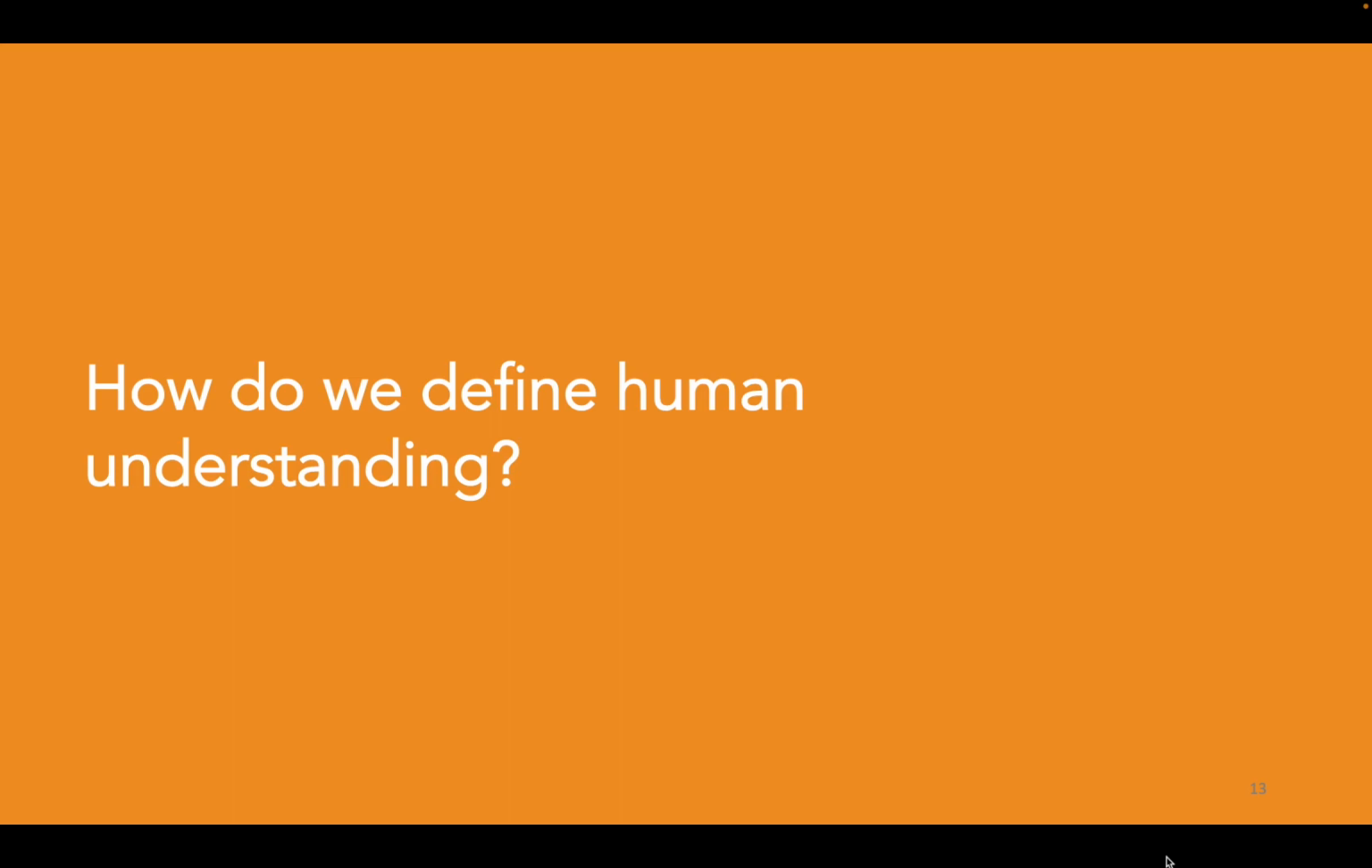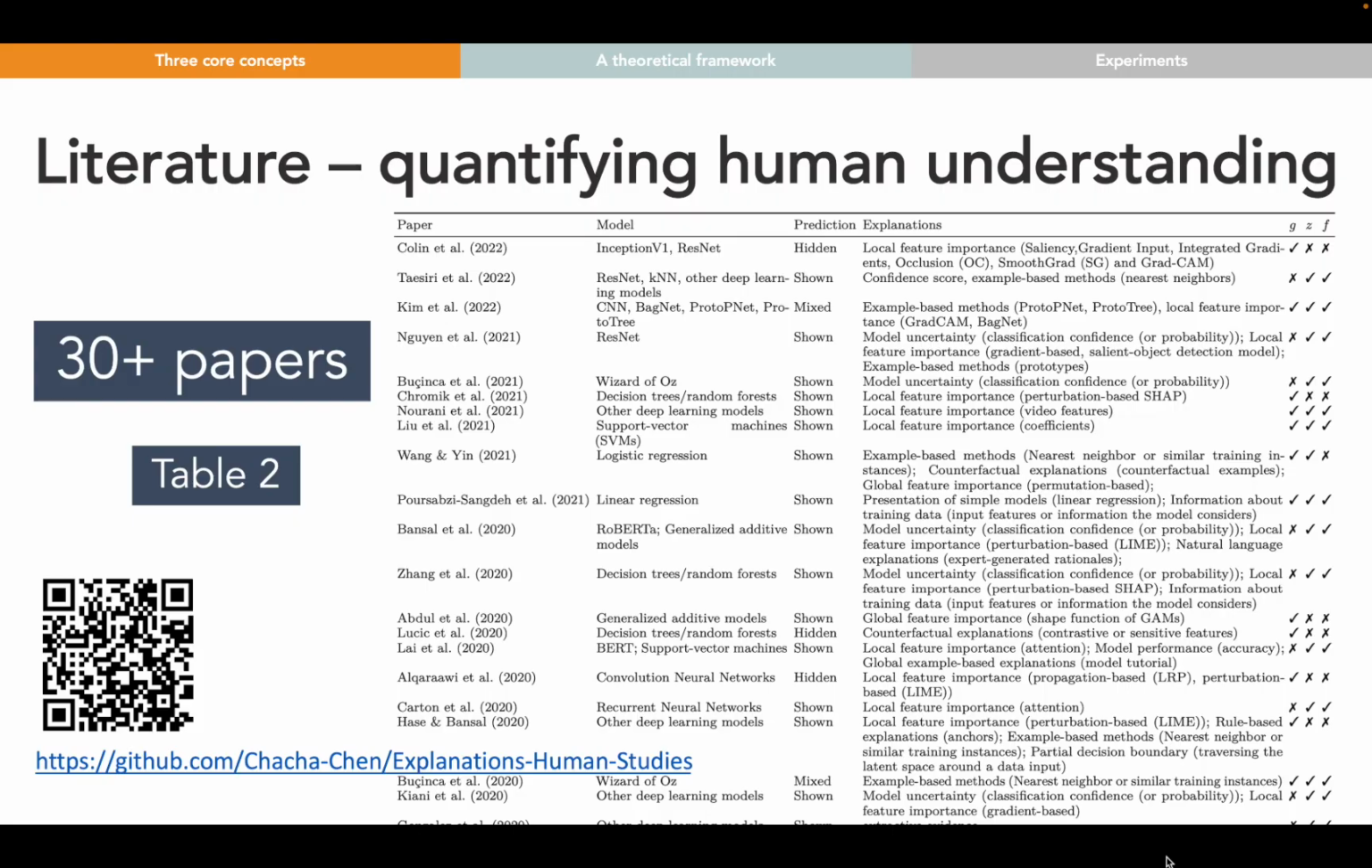We start with an extensive literature survey. We selected papers with human studies that quantitatively assess the impact of explanations on human understanding. With this criteria, we identified more than 30 papers from major AI conferences. For a complete survey, I encourage you to check out Table 2 in the paper or the associated GitHub link with QR code provided here.